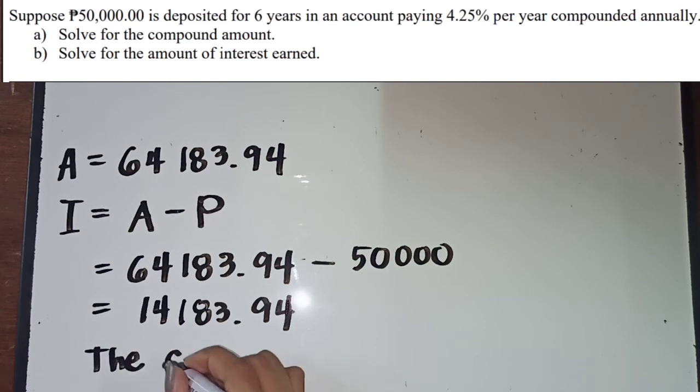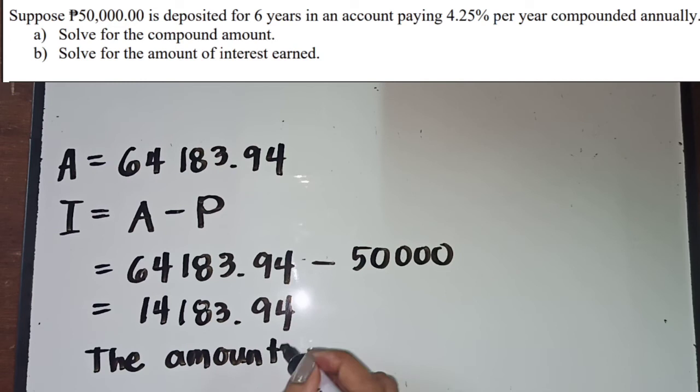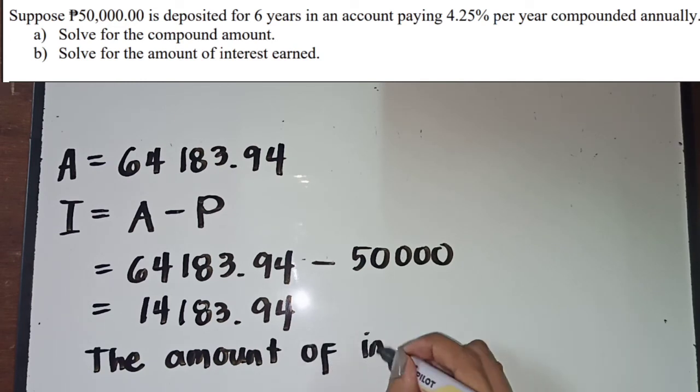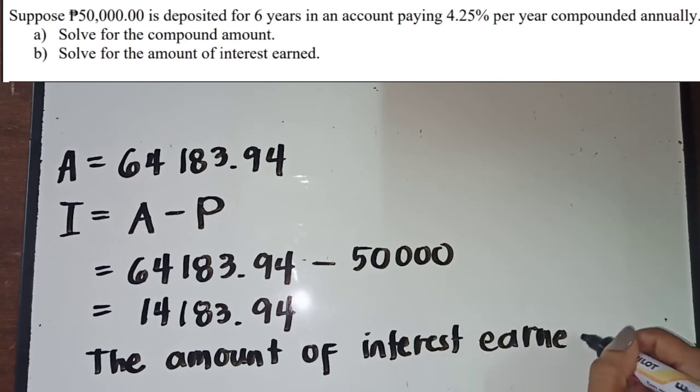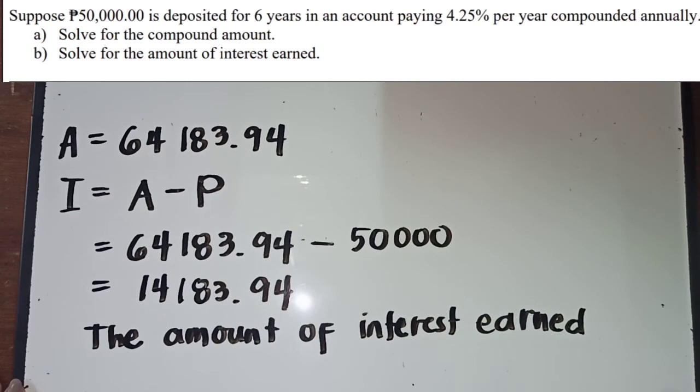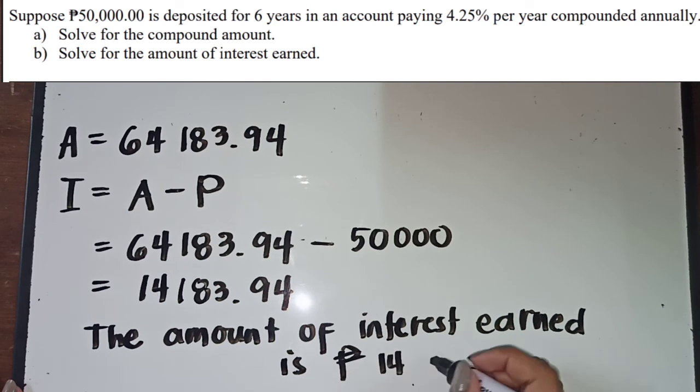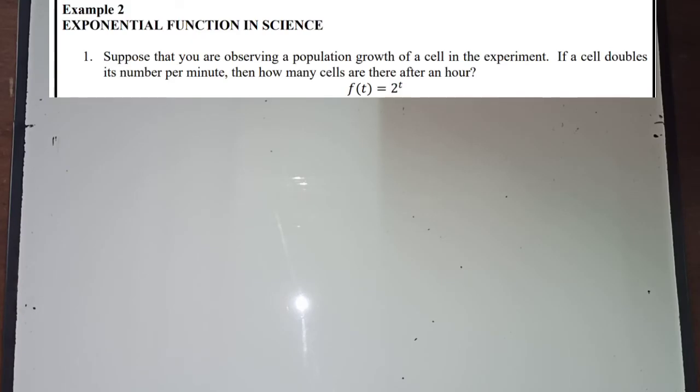So, this is the amount of interest earned. Again, the amount of interest earned is 14,183.94. So, ibig sabihin, after 6 years, tumubo yung 50,000 mo ng 14,183.94. Okay, so yung exponential function ay pwede rin nating i-apply sa konsepto ng science.